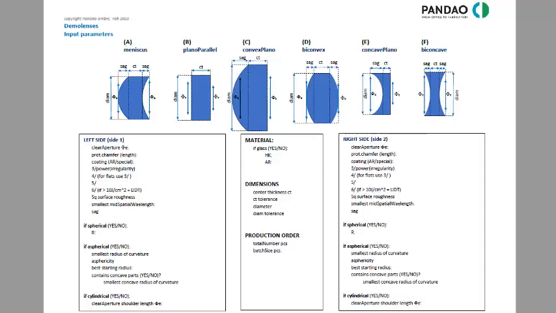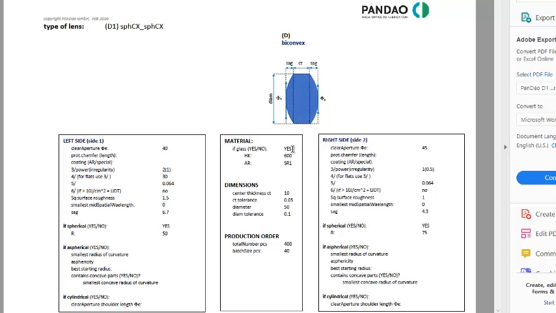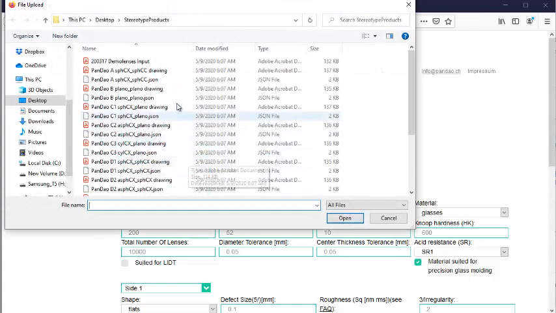In PanDao, you can make multiple changes or single changes at once, and at any step along the way you can save your file so you can load it again later. In this tutorial example, we're going to do a biconvex lens, and specifically we're going to use a biconvex lens D1. You can download all of these files from our website.